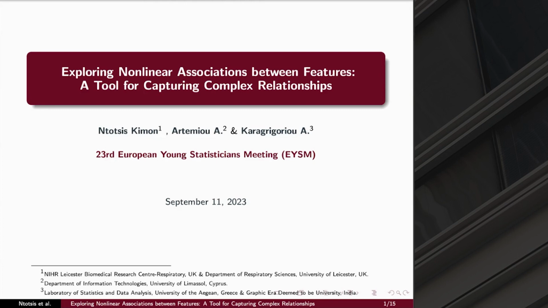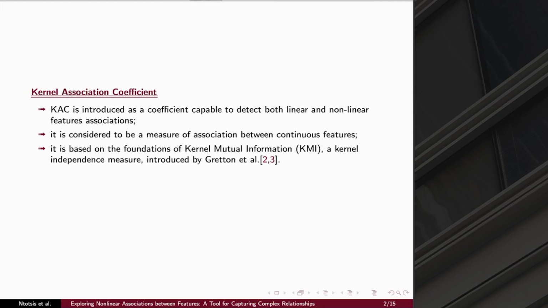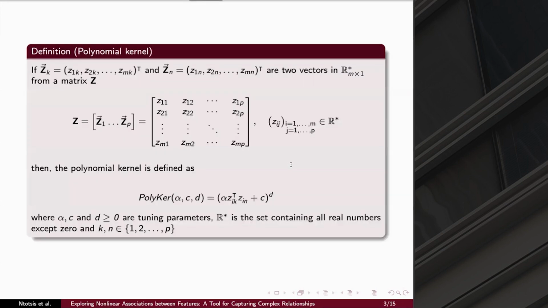I'm here to present a joint work with Professors Artemiou and Karagrigoriou entitled Exploring Nonlinear Associations Between Features, a tool for capturing complex relationships. In this work, we introduced the kernel association coefficient, which is capable of detecting both linear and non-linear association between continuous features. KAC is based on the foundations of kernel mutual information, a measure introduced by Gretton et al. So first, we will give some definitions.